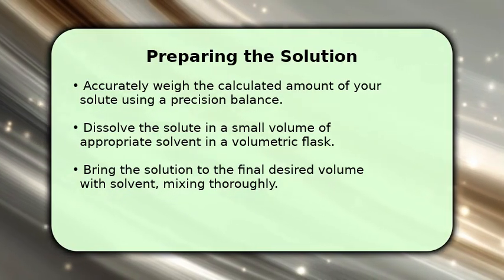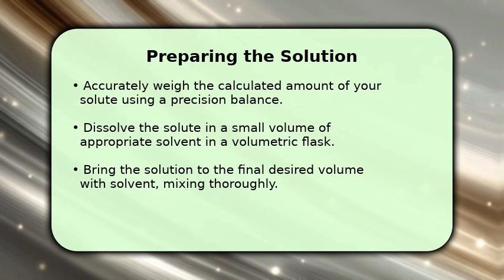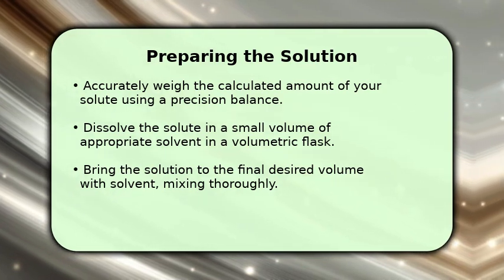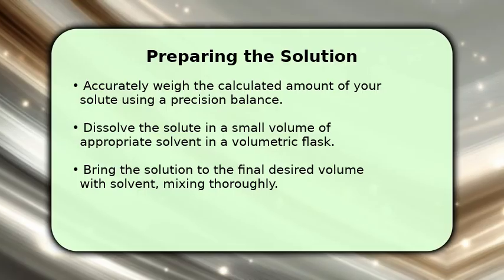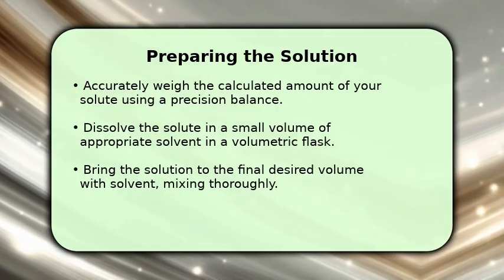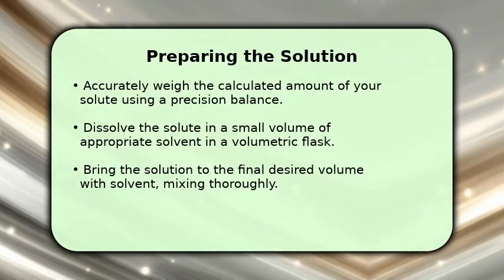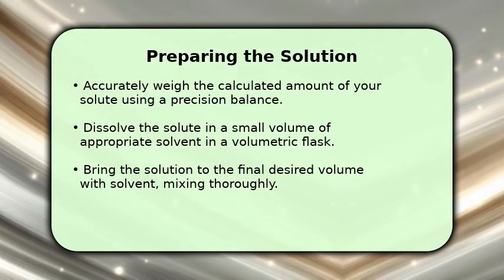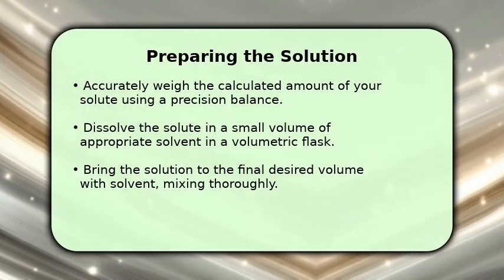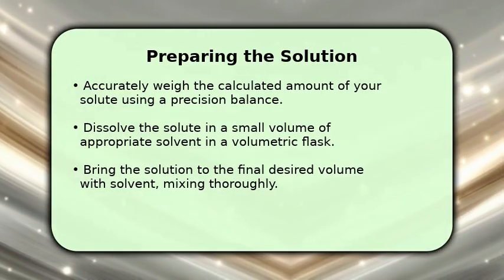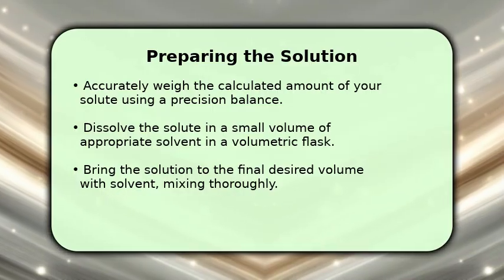Carefully weigh out the precise amount of solute you calculated using a high-precision analytical balance. Transfer this solute into a volumetric flask of the correct size. Add a small amount of your chosen solvent to dissolve the solute completely, swirling gently. Finally, carefully add more solvent until the meniscus reaches the calibration mark, ensuring thorough mixing.